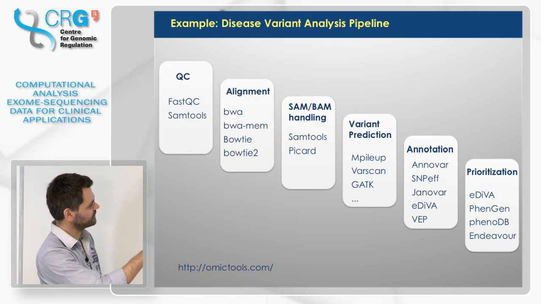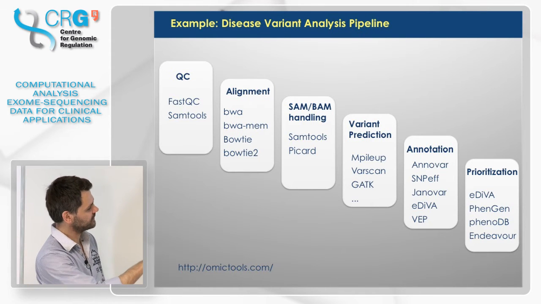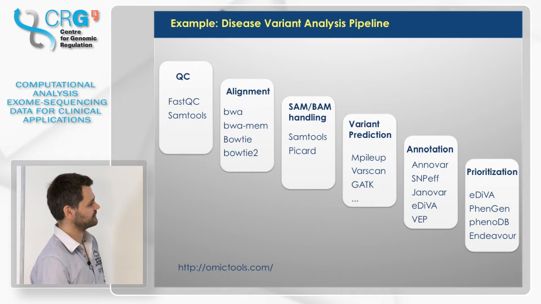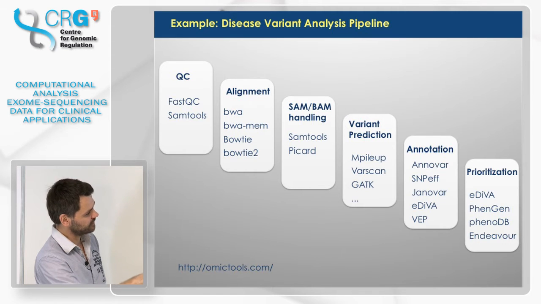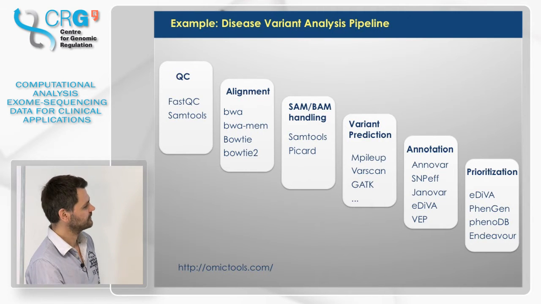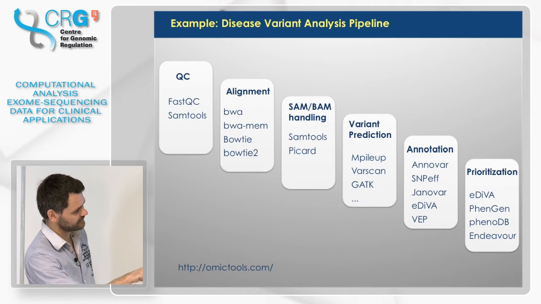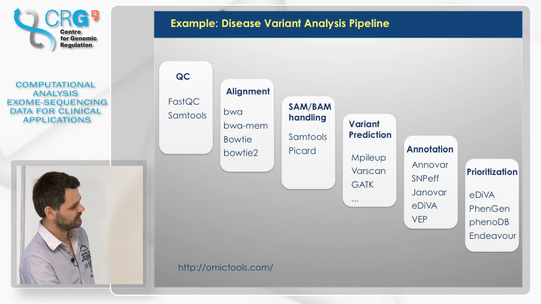So again, for QC, we used FastQC for the FastQ files, and SAMtools flagstat for checking the alignment files. And then so on. Alignments, there's a few tools. And for SAM to BAM conversion, we use SAMtools, and for sorting Picard. Variant calling, we used the first two tools. GATK, I think, is the better one, but it doesn't work on the Galaxy right now. Annotation, we used the first one, but there's a lot of others. And prioritization, those are the tools we will see today. eDiva is developed by my group here at CRG, and the other three are developed in different countries, I think in Belgium and in the US.